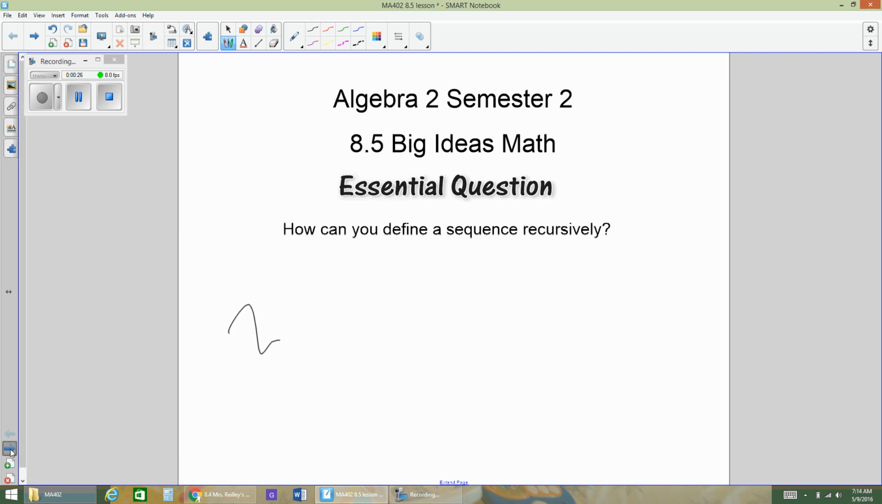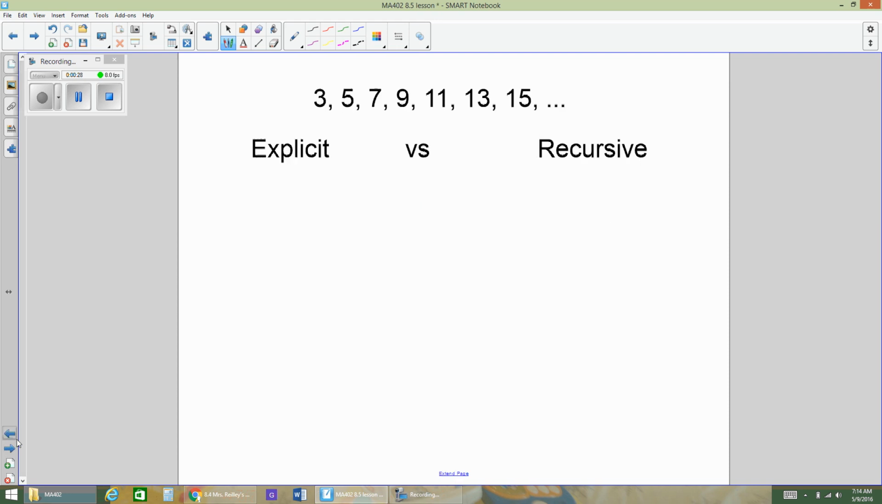There we go. Okay, so we've been dealing with patterns like 3, 5, 7, 9, 11, 13, 15. And this pattern's not very hard to identify. What is it? Everybody think, what's happening here? That's right, we are just adding 2 every time.